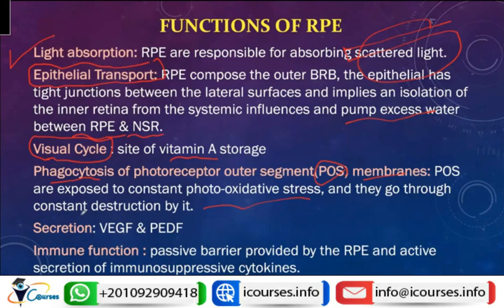Also, it is responsible for the secretion of some materials, like vascular endothelial growth factor and platelet-derived growth factor. These are also among the functions of the retinal pigment epithelium. It also has an immune function, either passive or active. Passively, it provides a barrier, as we said, as part of the blood-retinal barrier, and actively, by secretion of some immunological substances like cytokines.